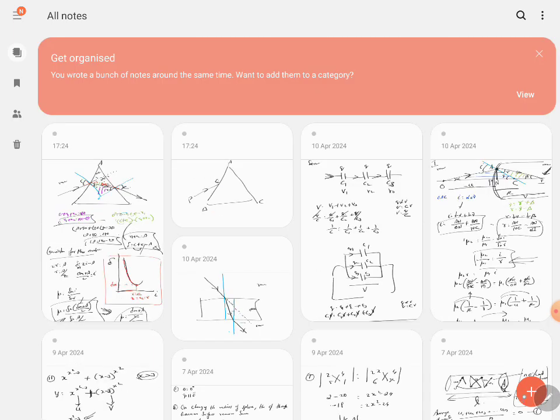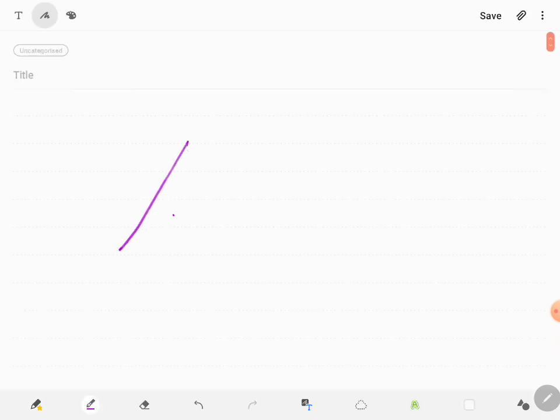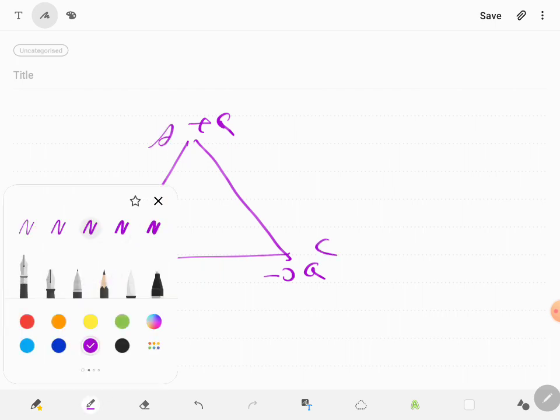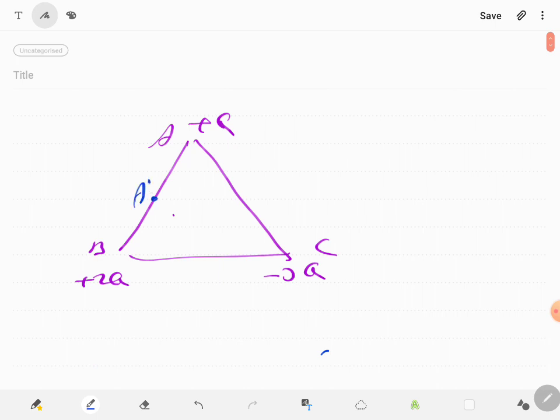So let's continue with the next sum. The next sum that I did in the class is this, where they have given a plus q, a plus 2q, and a minus 3q at the vertices A, B, C. You're going to bring this point charge to A dash, A to A dash, B to B dash, and C to C dash. So what is the work done in moving it from initial position to final position?